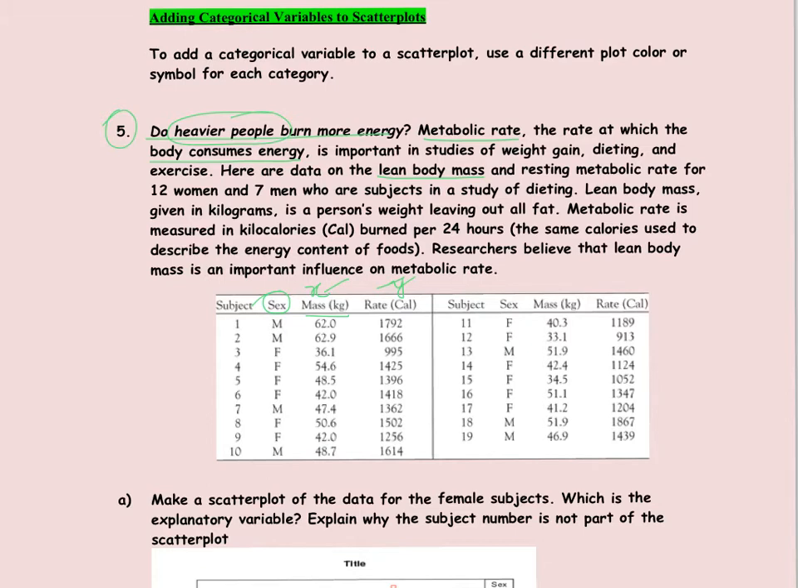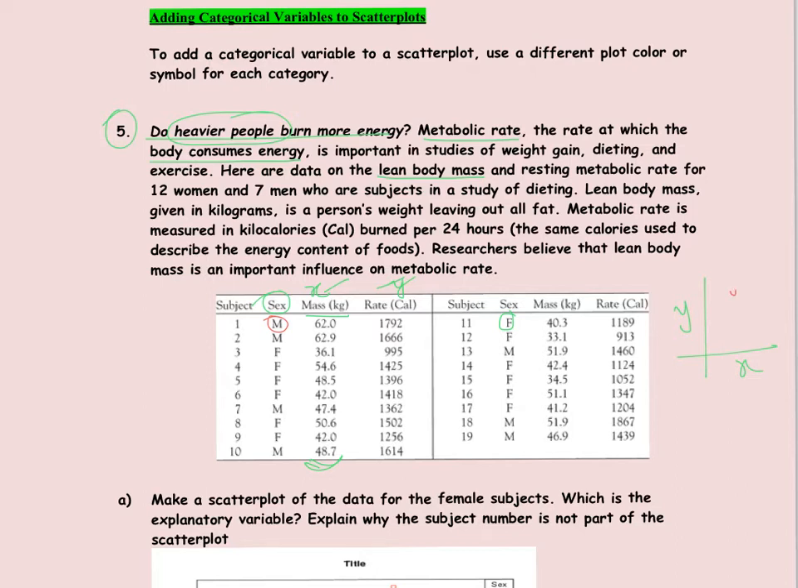So if we graph these data, we can obviously put the mass, lean body mass, on the horizontal axis, and the metabolic rate, which depends on the body mass based on what we've read in the question, on the y-axis. Now, there is a nice way of including the categorical variables in the graph by assigning a different colored point for females and maybe another color for male, and that way we can see the two subjects in the same graph.